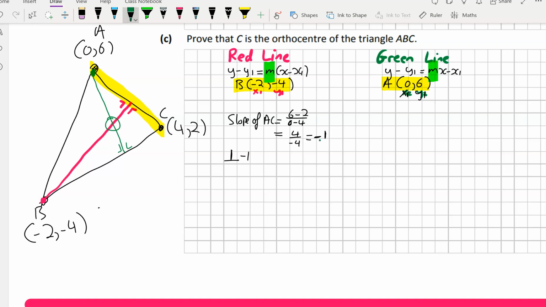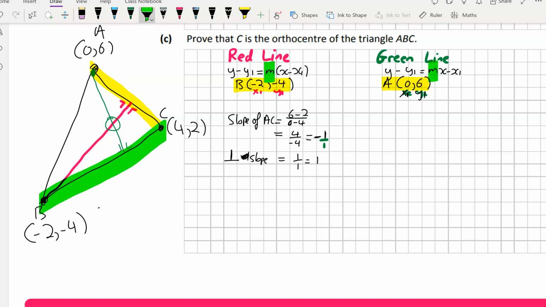Remember, -1 is just -1 over 1. So flip it upside down. So, apologies, our perpendicular slope is what I meant to write. Flip it upside down, it's 1 over 1, and change it to a positive, which of course is just a slope of 1.